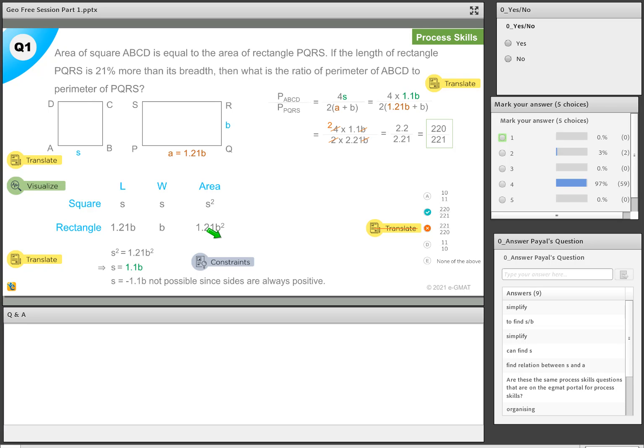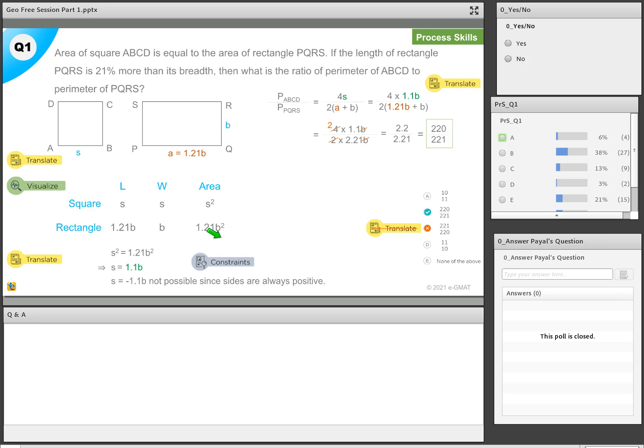That's the answer. Now, let me bring back the poll for this question because I want to understand why you made the mistake. So now tell me, you've gone through the solution here. Why is it that only 27 of you were able to get to the correct answer? Where did each one of you fail? Tell me, what did you miss when you solved this question? Very important to understand that.